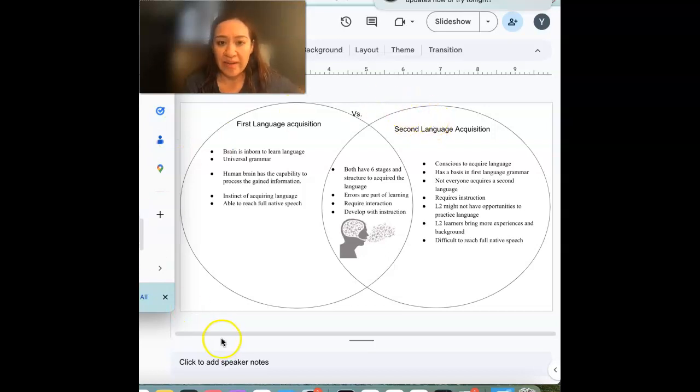This is the visual that I created in order to help me organize the similarities and differences.